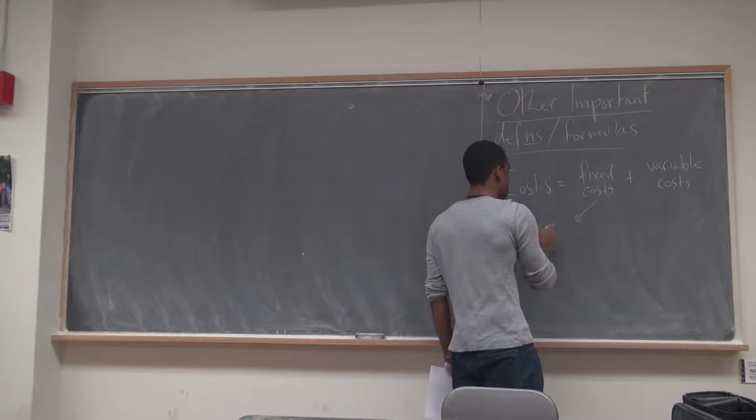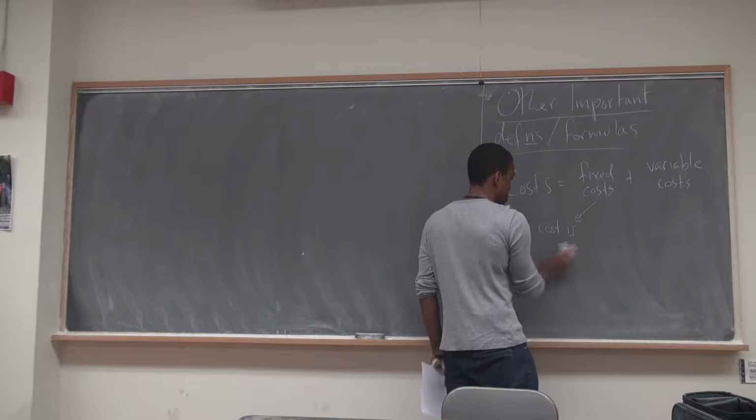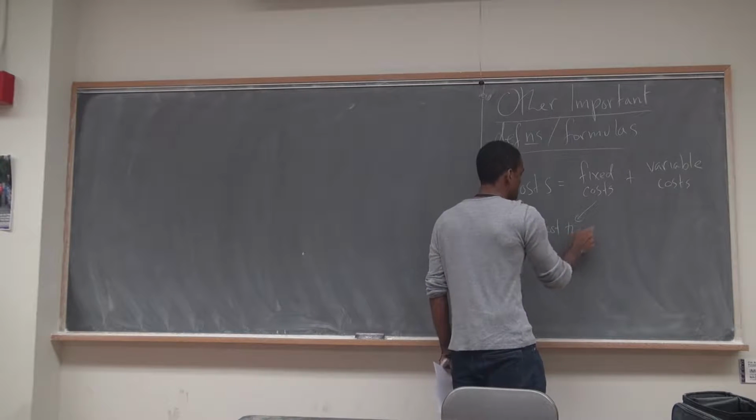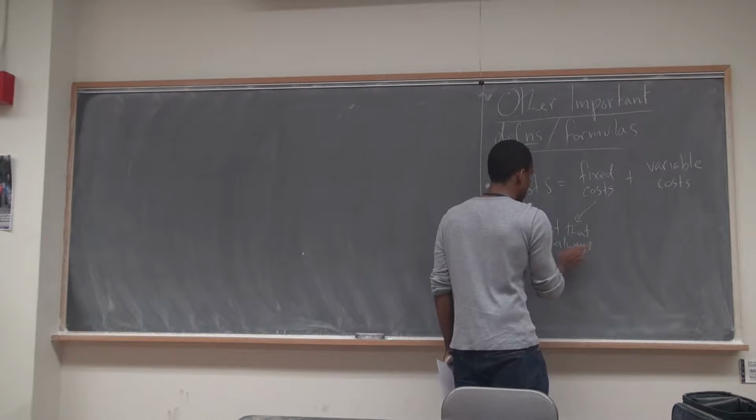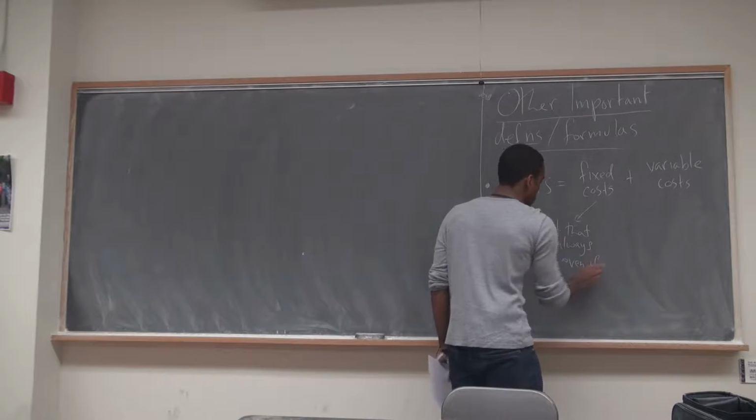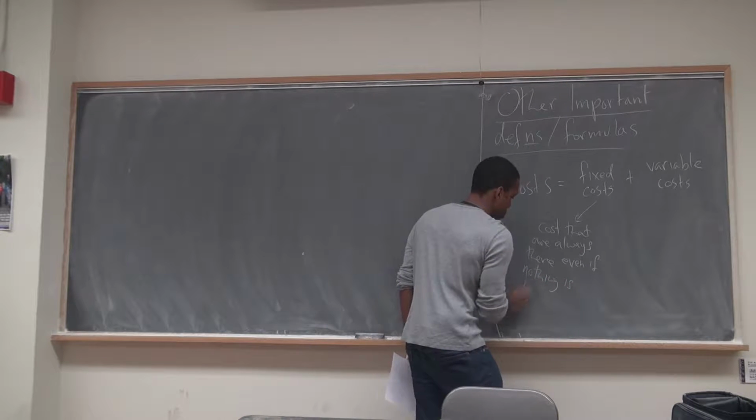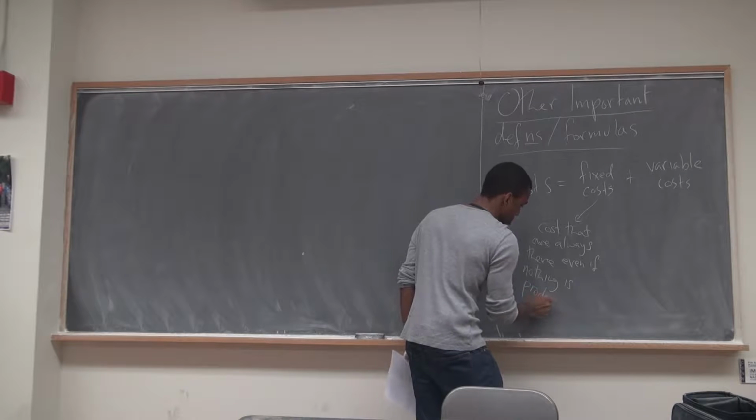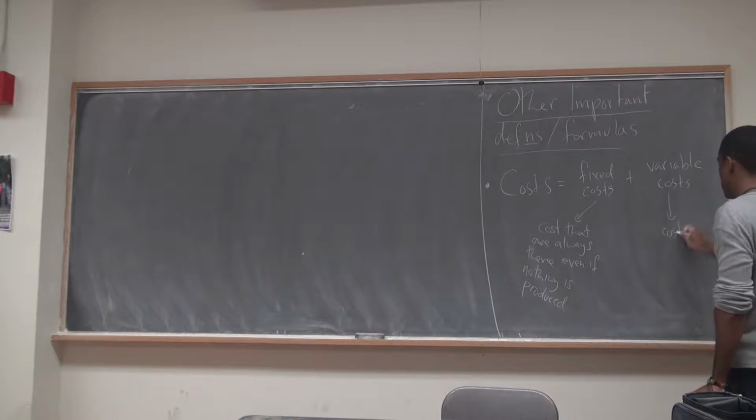This is cost, costs that are always there, even if nothing is produced. Variable costs depend on how much you produce.